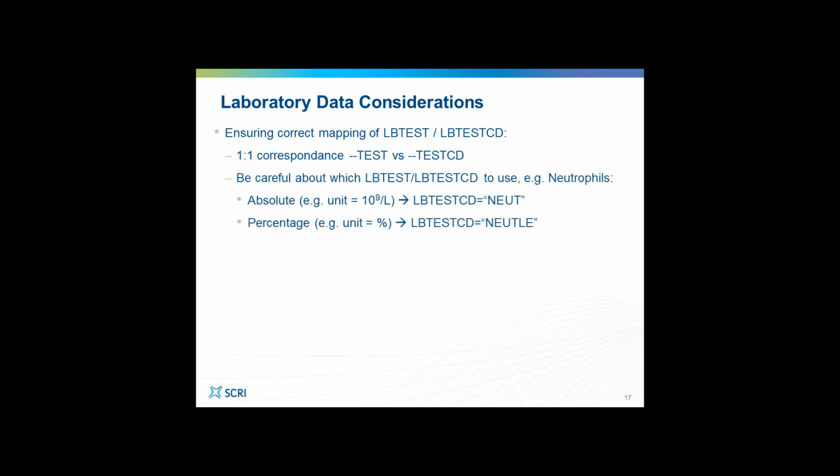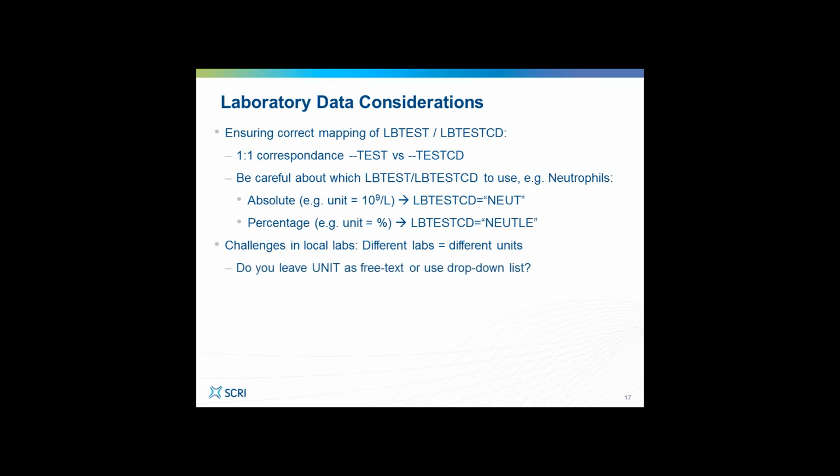And also be careful how you collect or which LB test or test code to use. So for example, neutrophils. If you're collecting absolute neutrophil counts, you may want to choose the test code NEUT, N-E-U-T. However, if you're collecting it as differentials in percentage terms, you may want to collect it as NEUTLE, which is the neutrophils to lymphocytes ratio. This causes problems a lot in local labs because different labs may be collecting different units. Neutrophil is a classic example. So although you specify neutrophils, some of the labs may count it as absolute, while some of them may represent the neutrophil count as percentages.